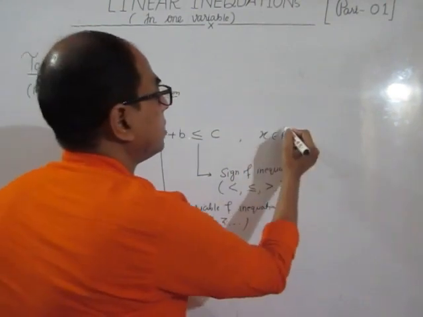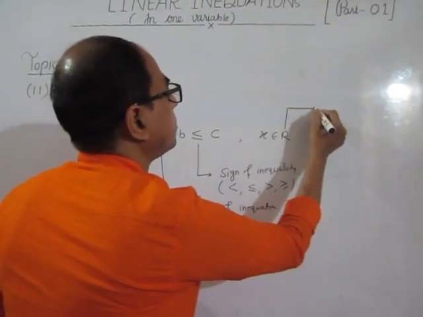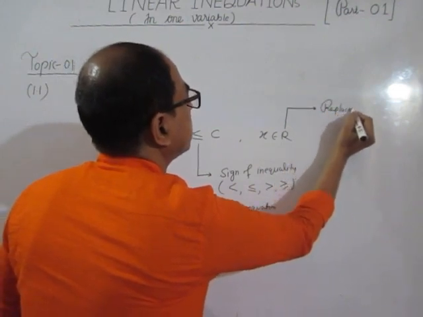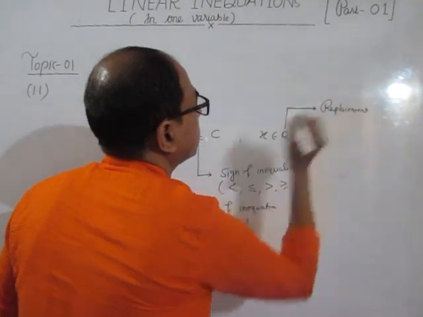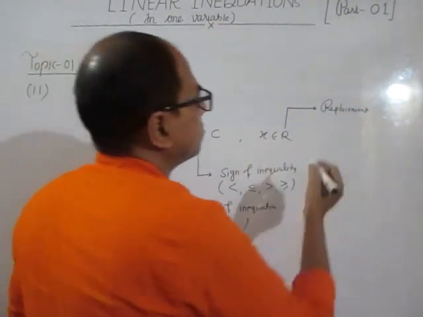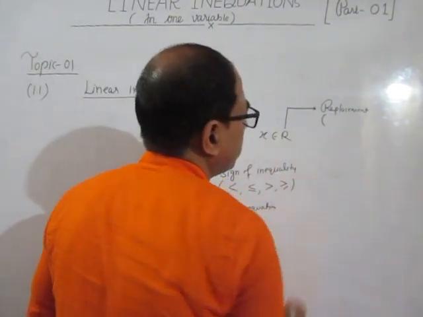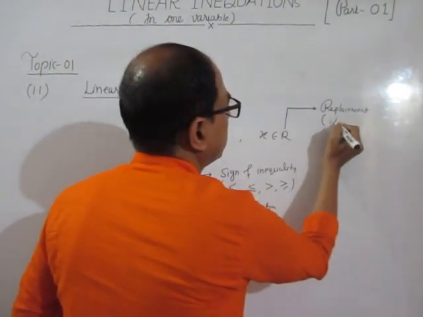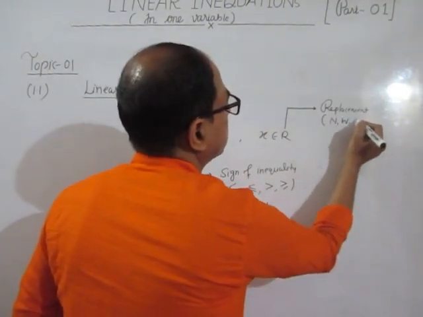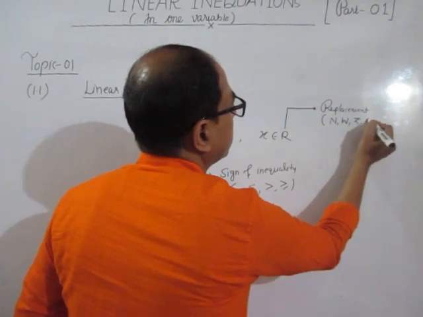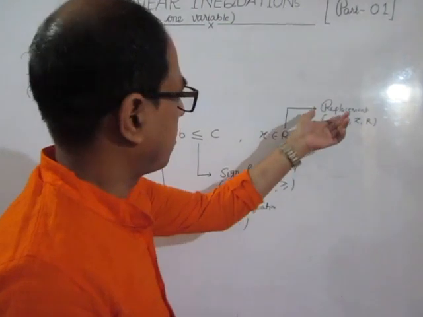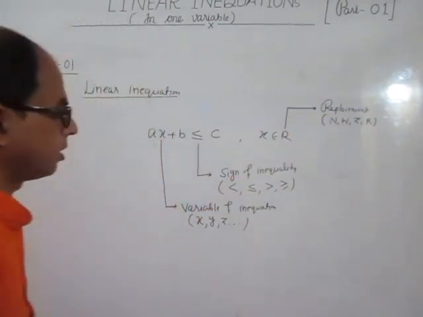Now this set is called the replacement set. Mainly 4 replacement sets will be given in the question: set of natural numbers, set of whole numbers, set of integers and set of real numbers. We will discuss this point about the replacement set in the next point.